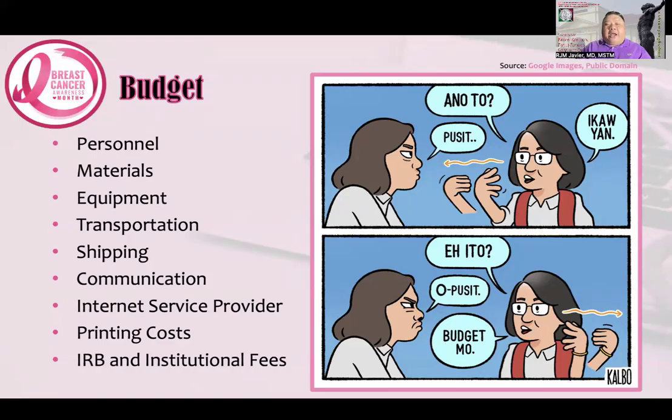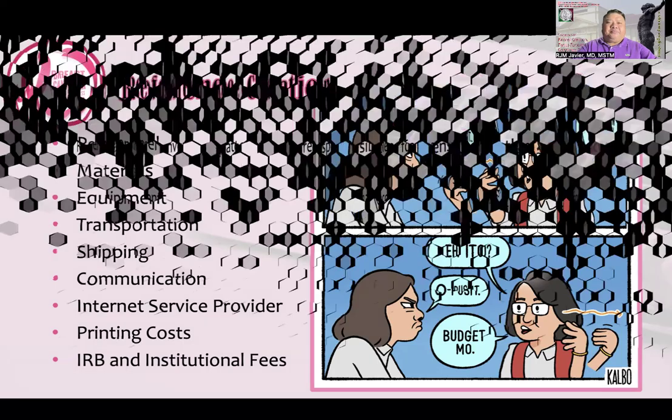What materials will be needed, equipment, transportation, if there is a need for you to travel from UERM to another station, as long as it's not too padded, no? Really very credible. We don't want you to learn from some people in society where the budget is so huge, and you don't know where the budget comes from, losing billions in just a single day. We don't want that. Communication, internet service providers sometimes could be included, printing costs, and if there is a need to pay for the institutional research board. So sometimes these could also be provided in the budget of the student research studies.